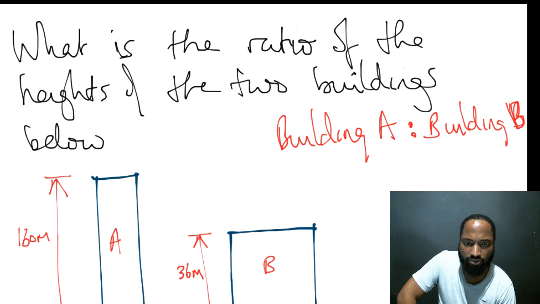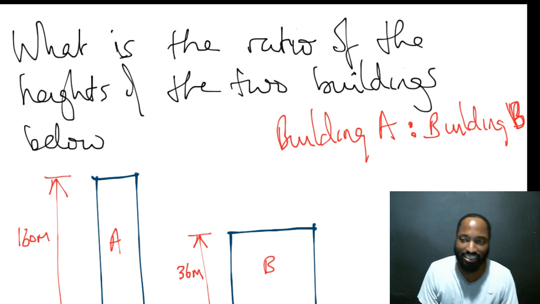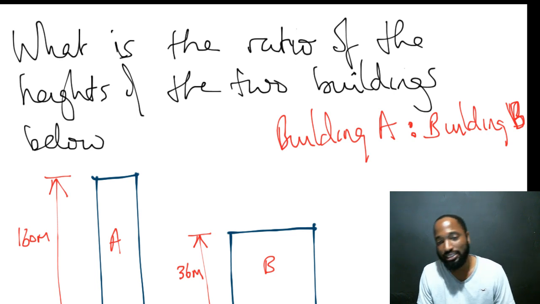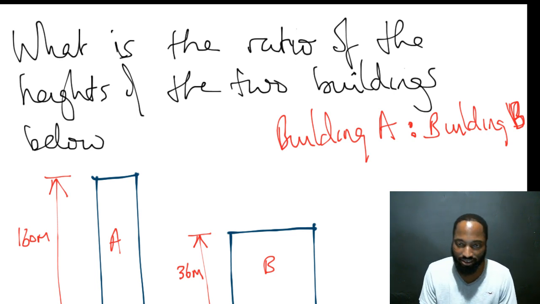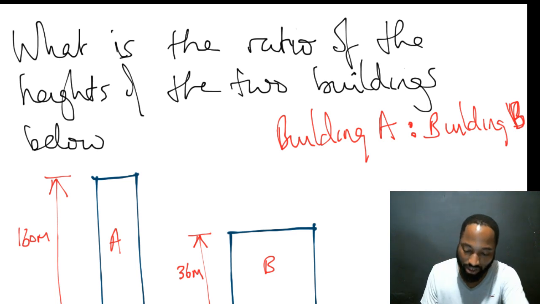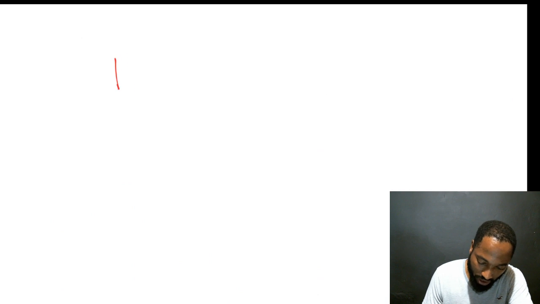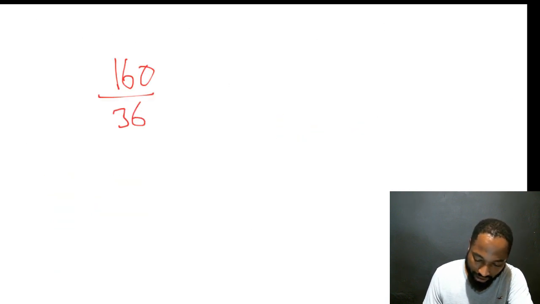Building A to building B: 40 to 9. Well done, Ricardo. Well done, Danny. Starting to see the usual suspects, the early birds. Christian, nice. So this is like the proportion part, like the last question that we mentioned. All you need to do is set it up like this, 160 to 36, and then you try and break it down in the smallest possible way.